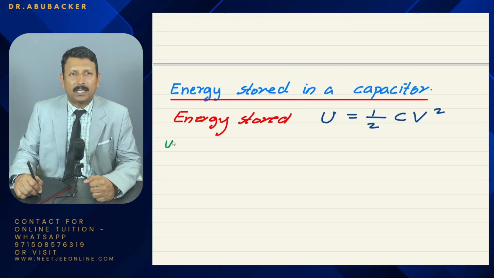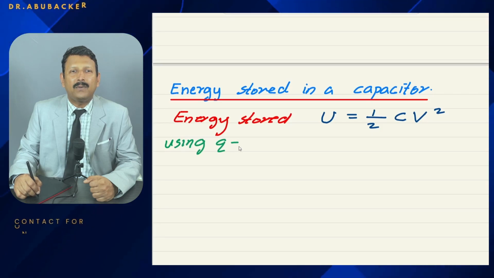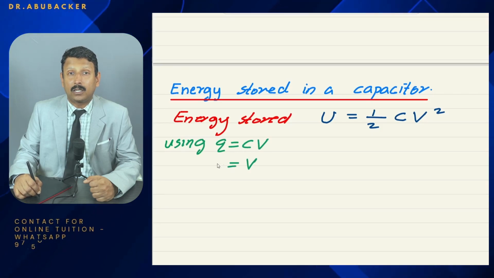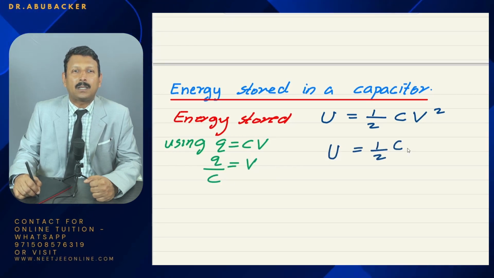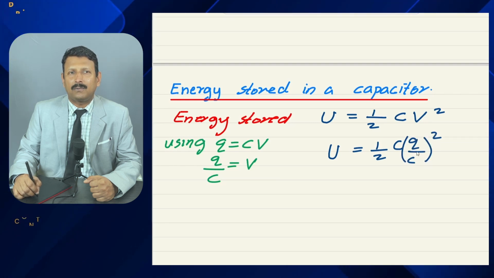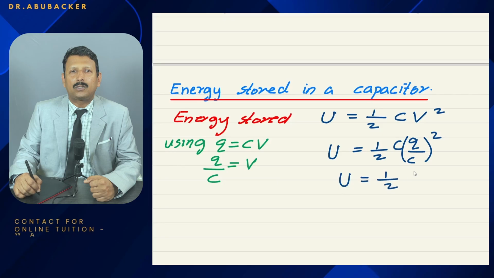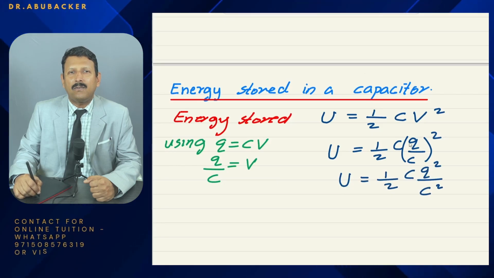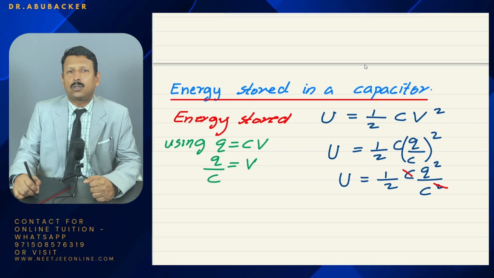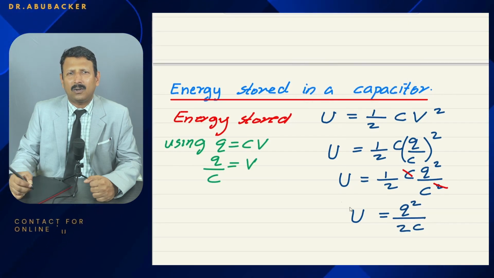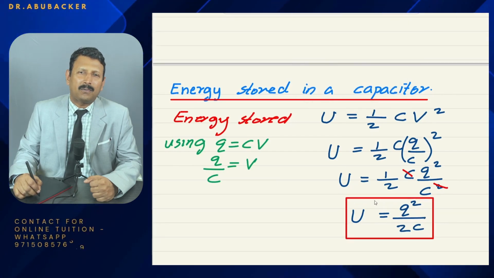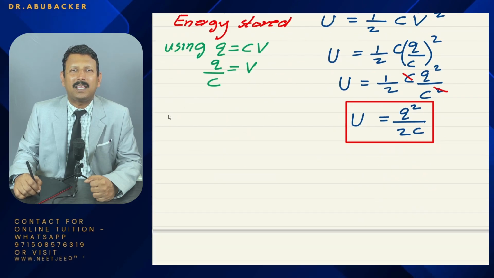So energy stored in a capacitor is U is equal to half CV square. You can write the same expression in 2-3 ways using the Q is equal to CV substitution. First I am substituting one format: Q is equal to CV, so V is equal to Q by C. In the place of V I apply this, so half C V square becomes half C times Q by C whole square. Taking the square separately is Q square by C square, so Q square divided by 2C. So another format for the expression is U is equal to Q square by 2C.